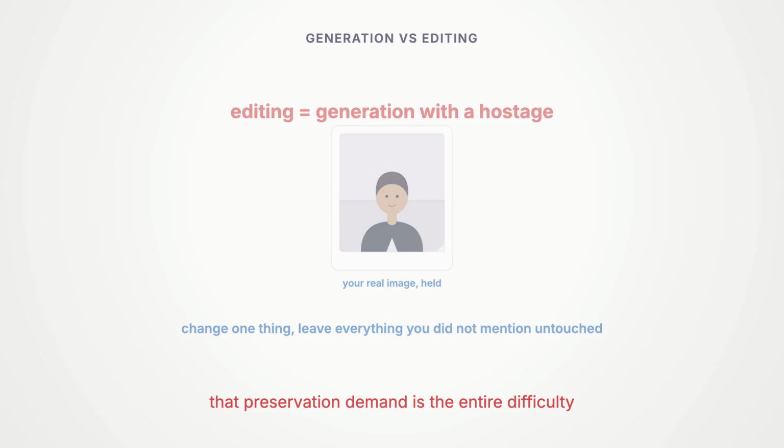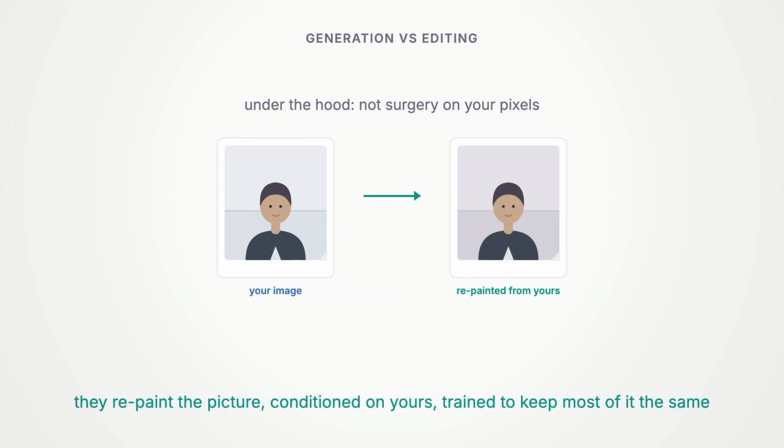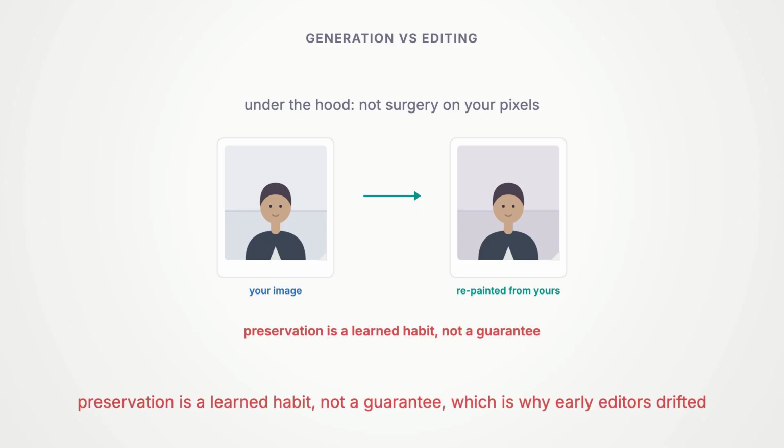And here is the honest twist that runs under everything today. Most of these tools are not doing surgery on your pixels. Under the hood, they regenerate the picture, conditioned on the one you gave them, and they have simply been trained to keep most of it the same. Preservation is a learned habit, not a guarantee, which is exactly why early editors drifted, why a face would come back subtly wrong. So almost every tool we look at today is one idea wearing different clothes.